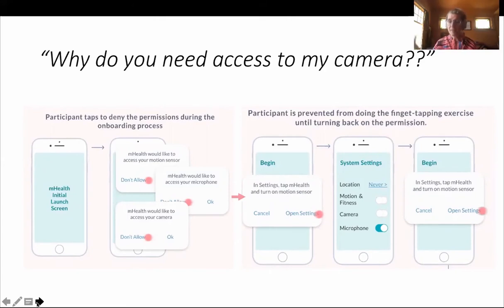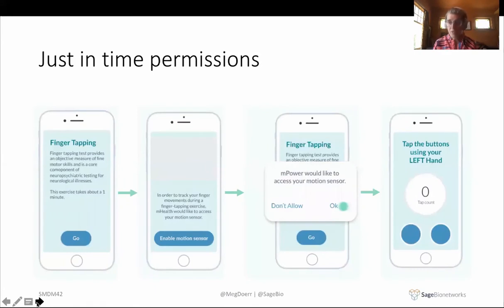And then they get into the study itself and they need to do one of the activities, and the activity requires one of those sensors. They then have to navigate back to the system settings and then open the settings, change the correct setting, and navigate all the way back. And we found that this is really burdensome for participants, and they tend not to complete these steps. They just leave. But instead, you could ask for just-in-time permission.